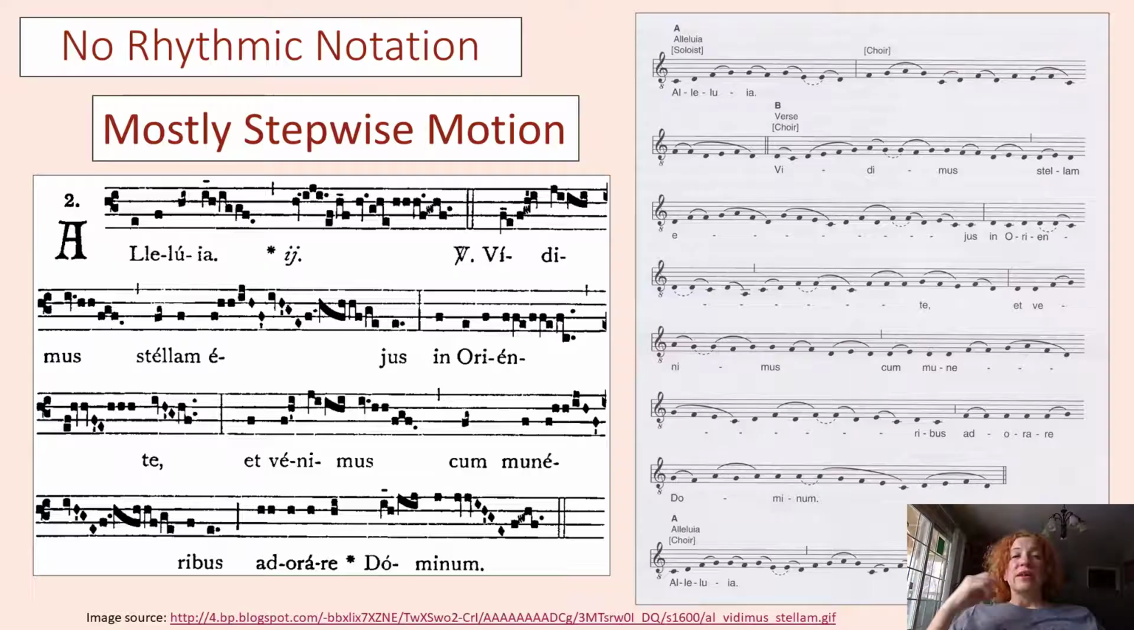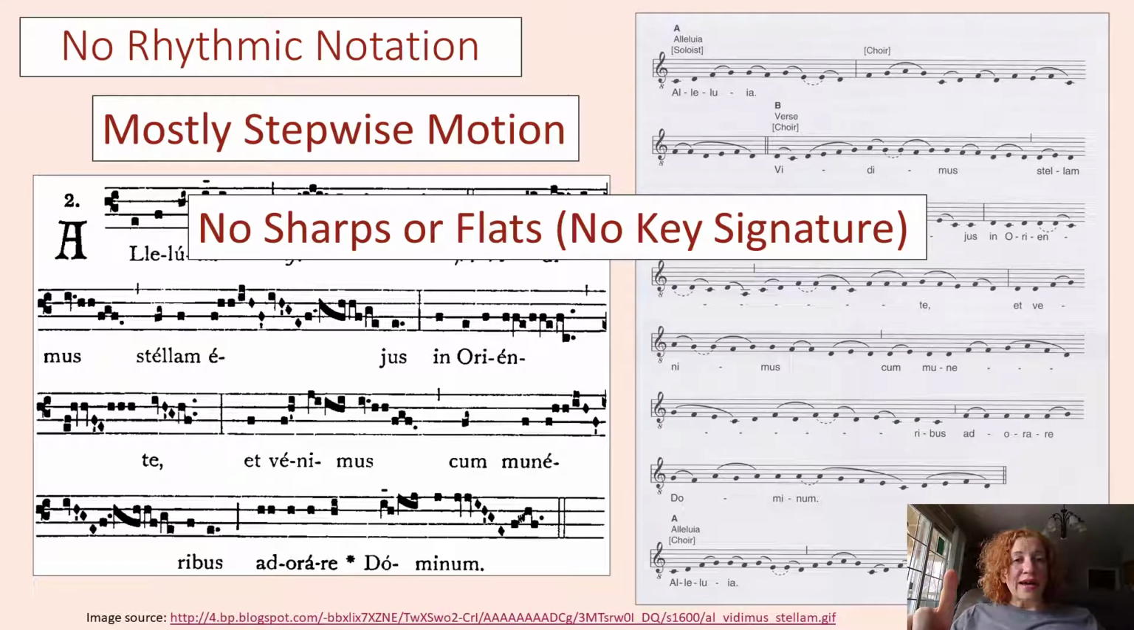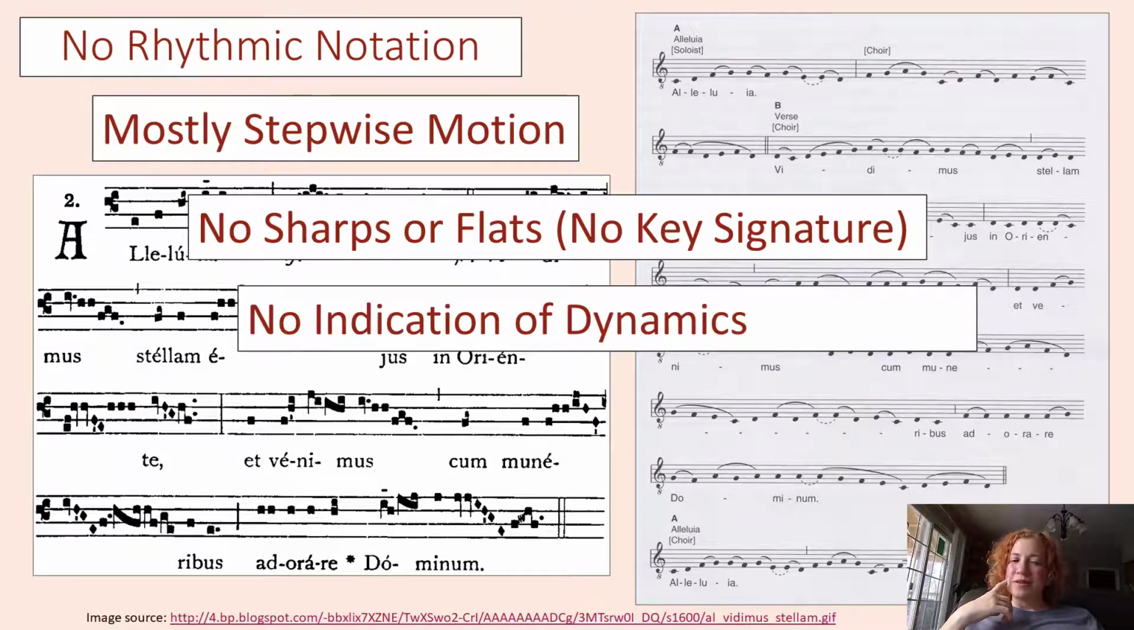Okay? There are no sharps or flats. There are no key signatures. Hadn't been invented yet. Okay? So you learn how to read music, you learn about note values and rhythm. Nope. You learn about key signatures, sharps, flats. Nope. What about dynamics? Nope. There are not any dynamic instructions to tell us how loud or soft or fast or slow to perform. Nothing. So let's give it a listen and let's see what we hear.